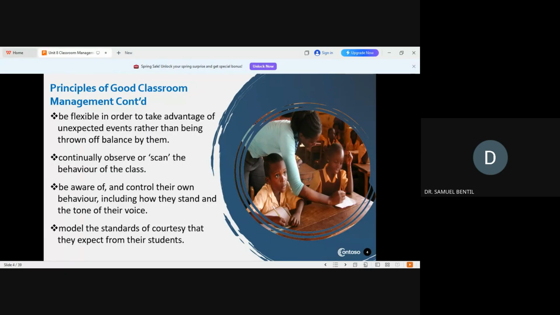It shouldn't be that you are shouting at your students, that you are aggressive towards your students. You have to be fair, be candid, be humorous to your students. And you must also model the standard of courtesy that they expect from you as a teacher, and what you also expect from your learners. You are their role model. The kind of behaviors you exhibit, they will also emulate some of them. So you must model a standard of good courtesy, good behavior, so that your learners will also emulate.